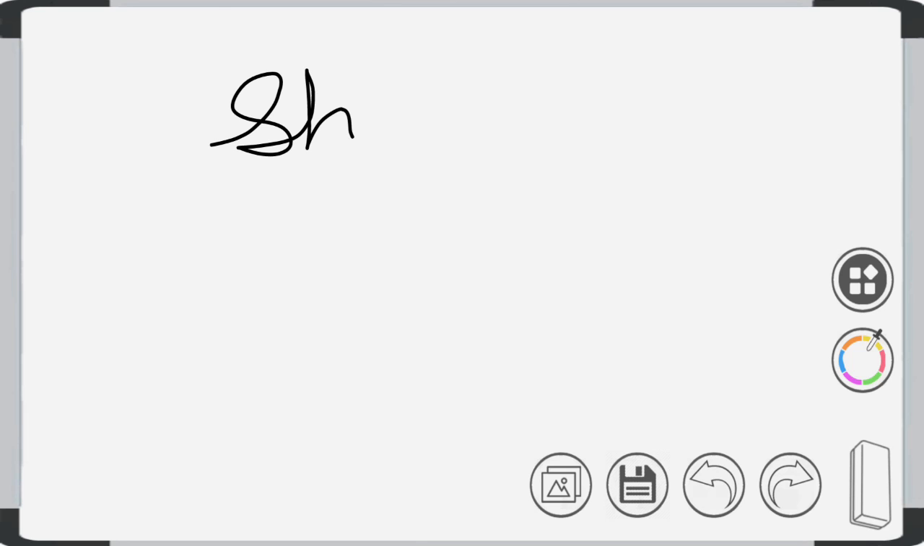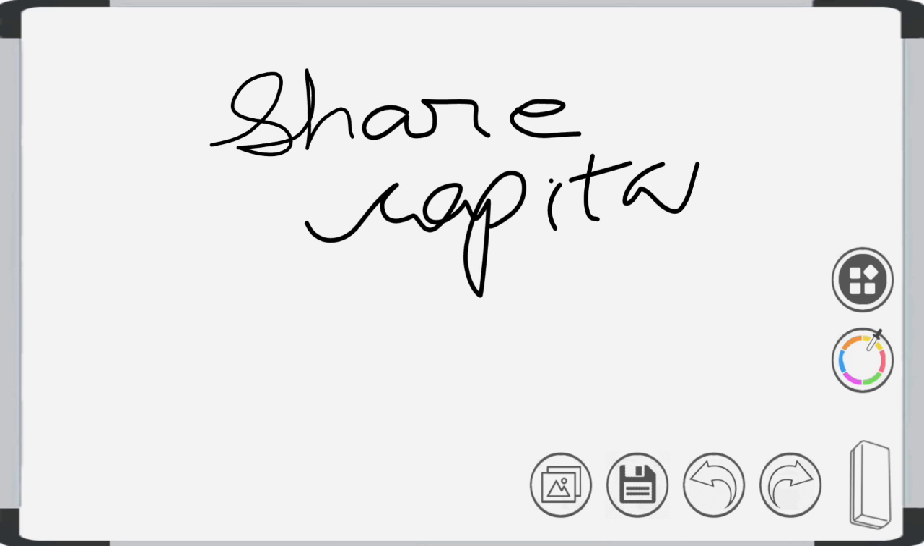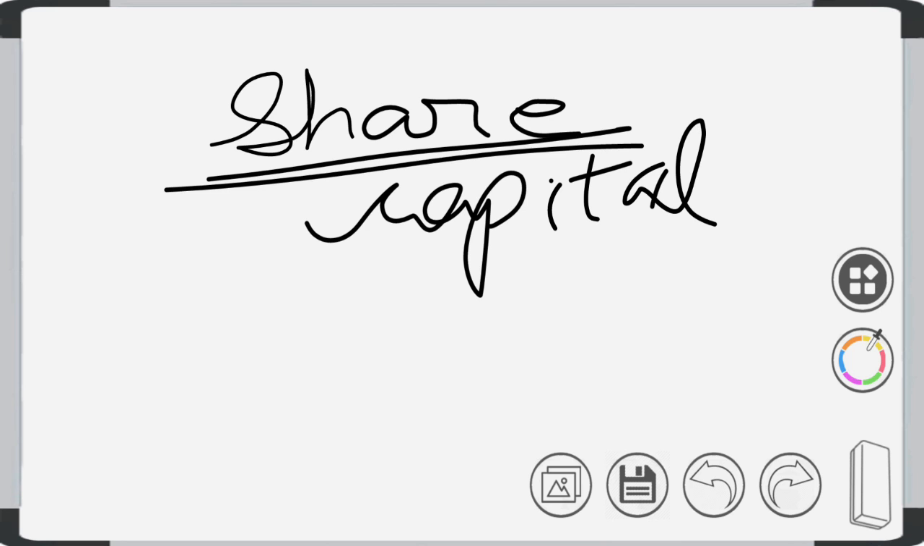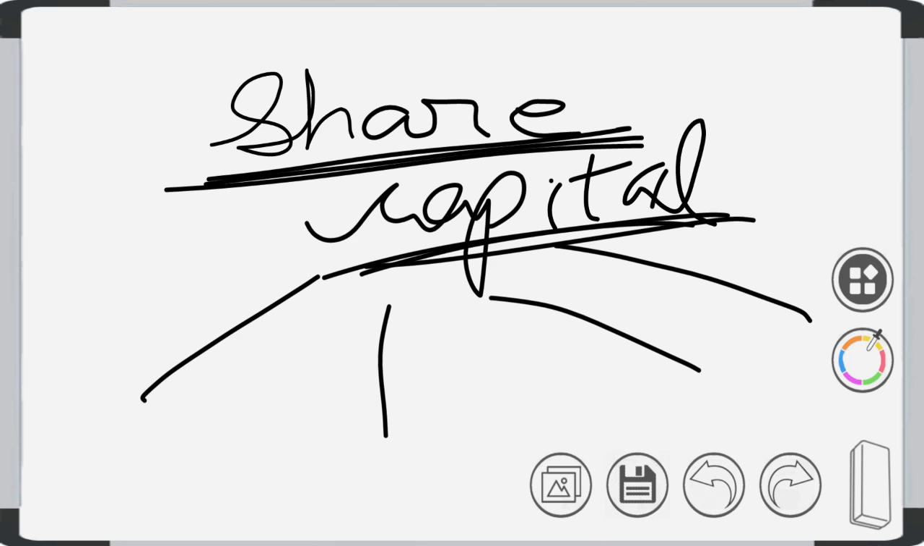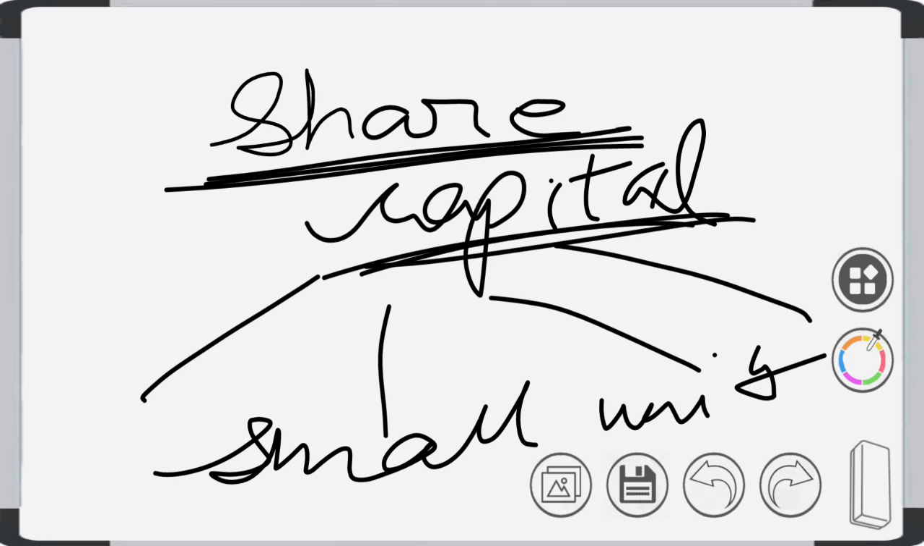Share capital. What do you mean by share capital? When the total capital of the company is divided into small units of fixed amount, then it is known as share capital of the company. Then, types of share capital.